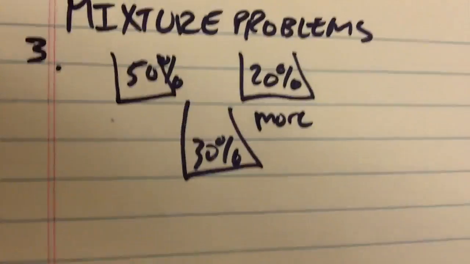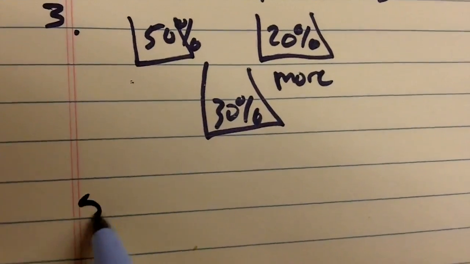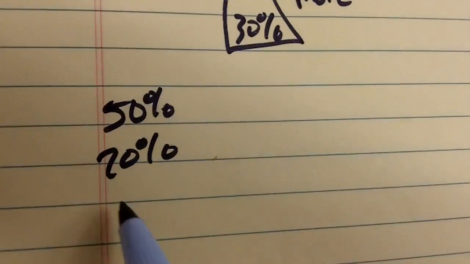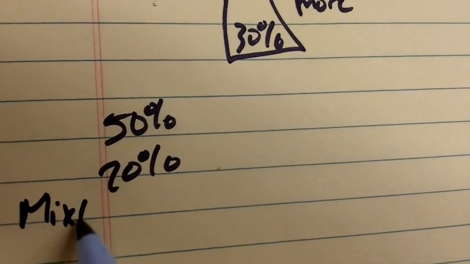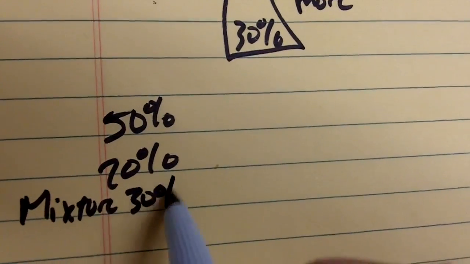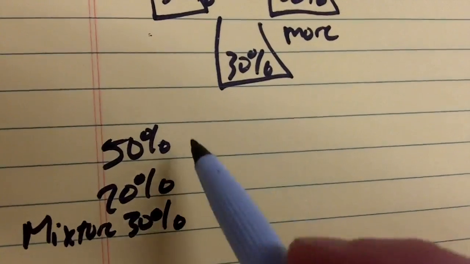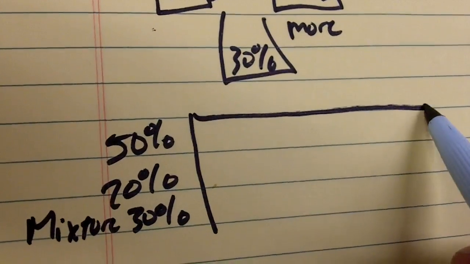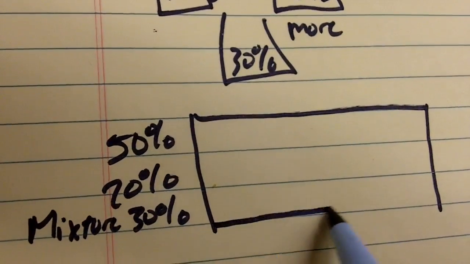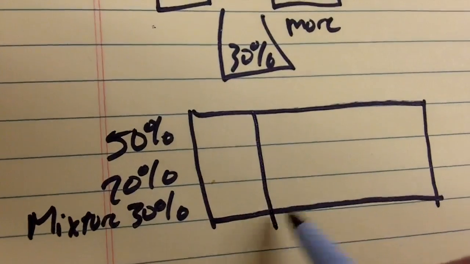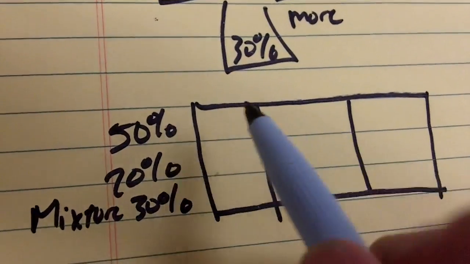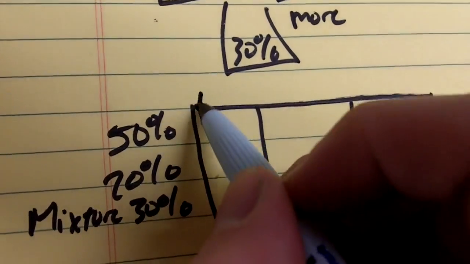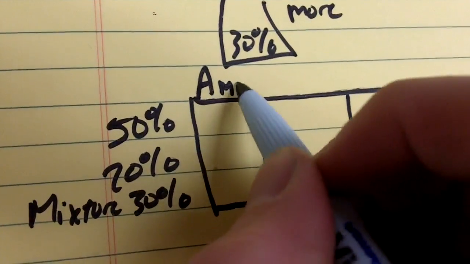So here's the deal. I know what I'm going to mix together. I'm going to take a 50% acid solution with a 20% acid solution. Here's my two solutions. And I want to get my mixture to be 30%. That's the idea. I'm just setting up the problem. I'm not even actually making the table yet. Here's my table. I just want to make sure that I know what I'm talking about and which ones I'm looking at. The next thing that I want to do is figure out how much of this am I going to mix.